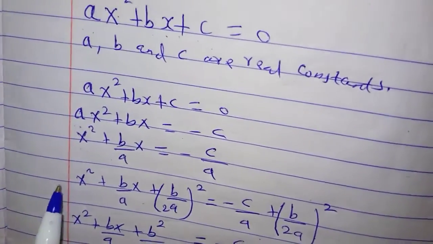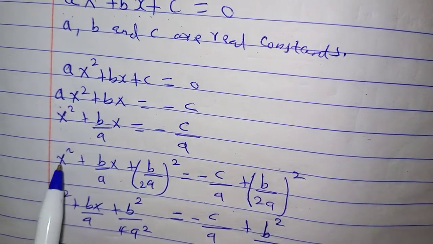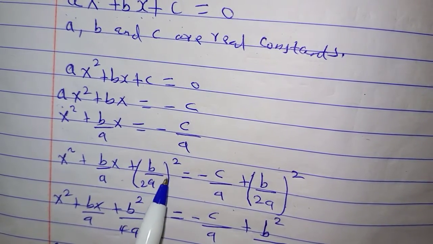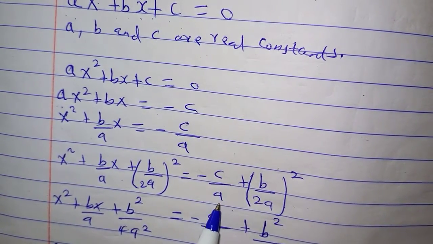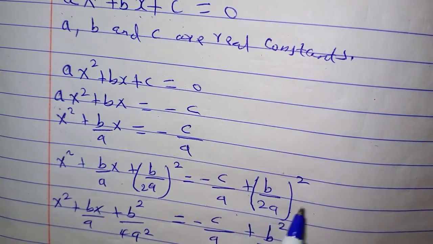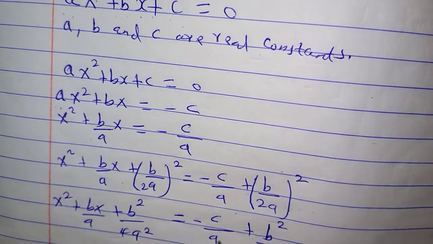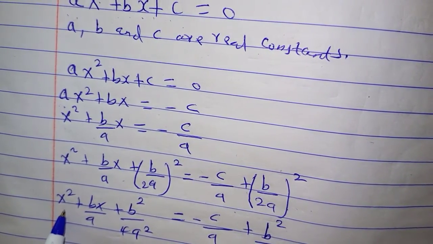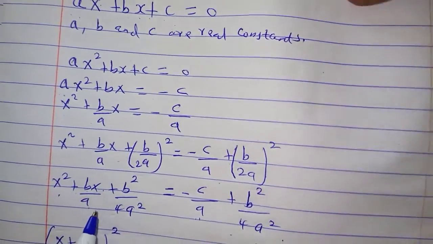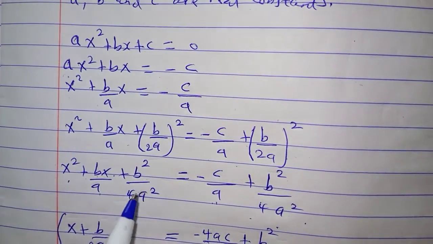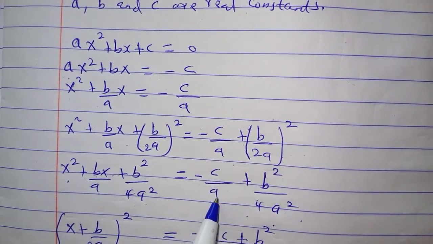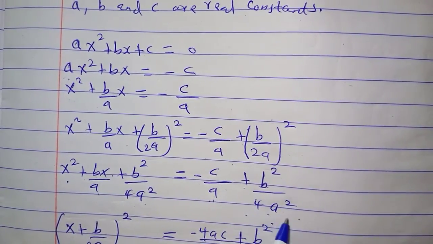So at this point, we have x squared plus b over a x plus (b divided by 2a) all squared, which is equal to negative c over a plus (b over 2a) all squared. Then from there, we remove the brackets, and we will have x squared plus bx over a plus b squared divided by 4a squared is equal to minus c over a plus b squared over 4a squared.